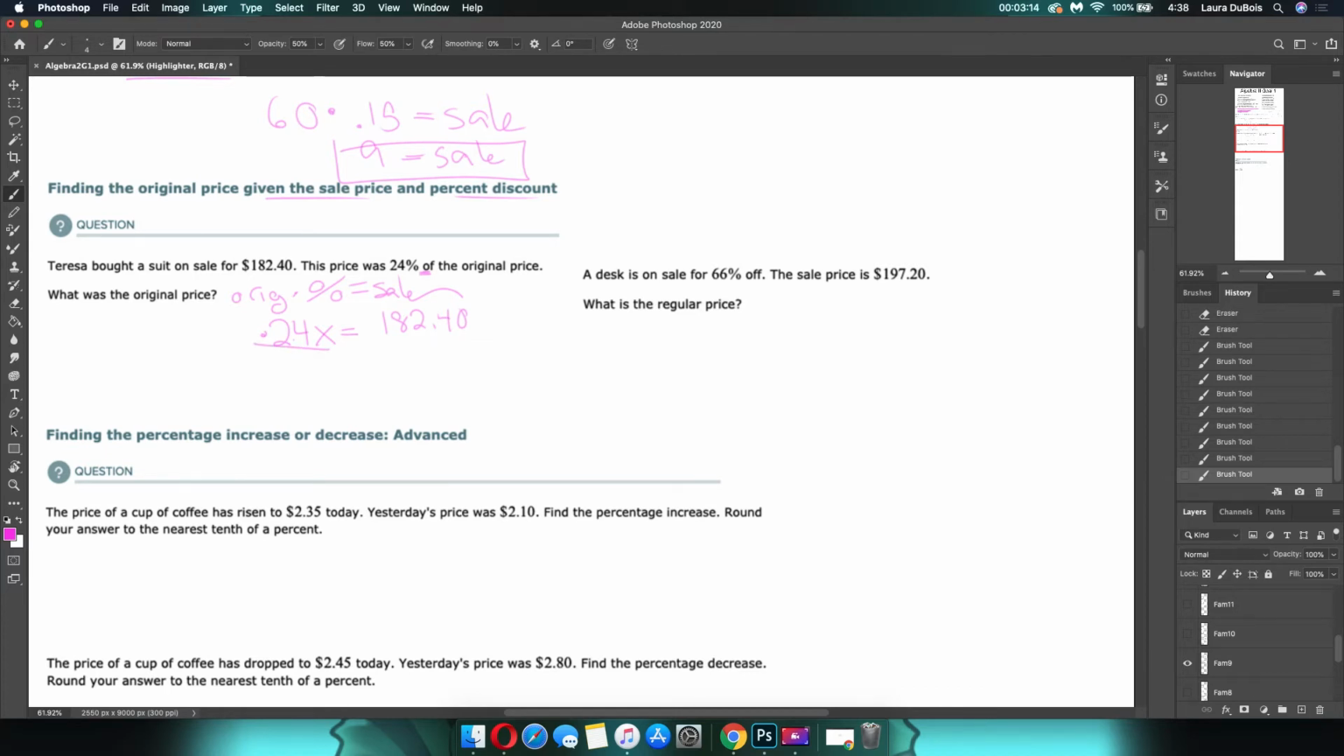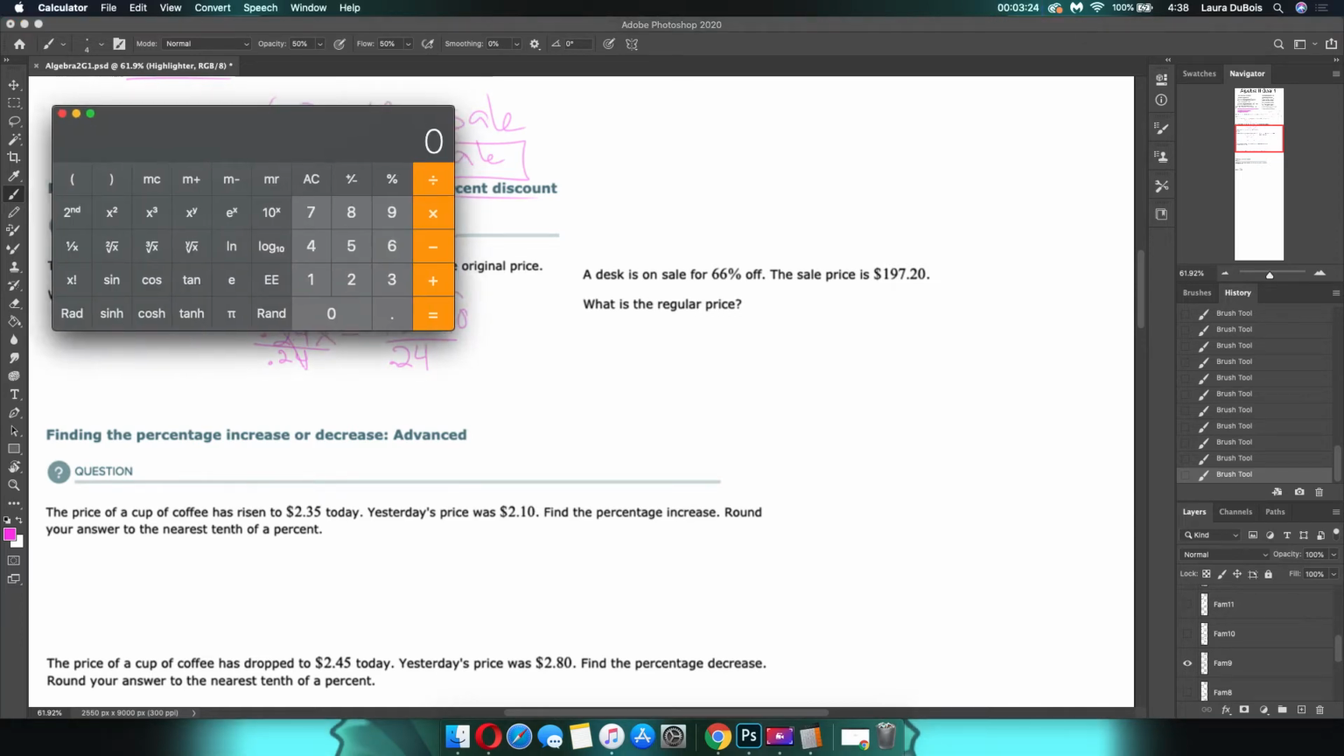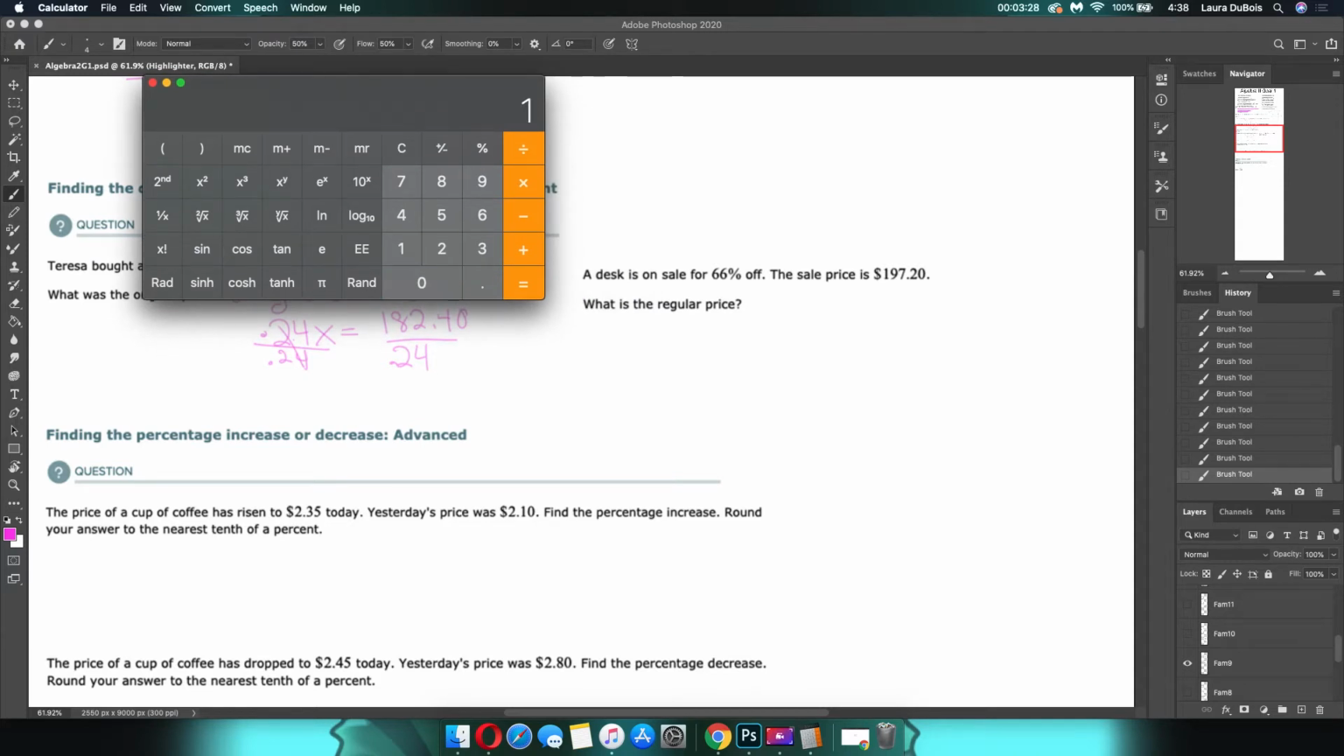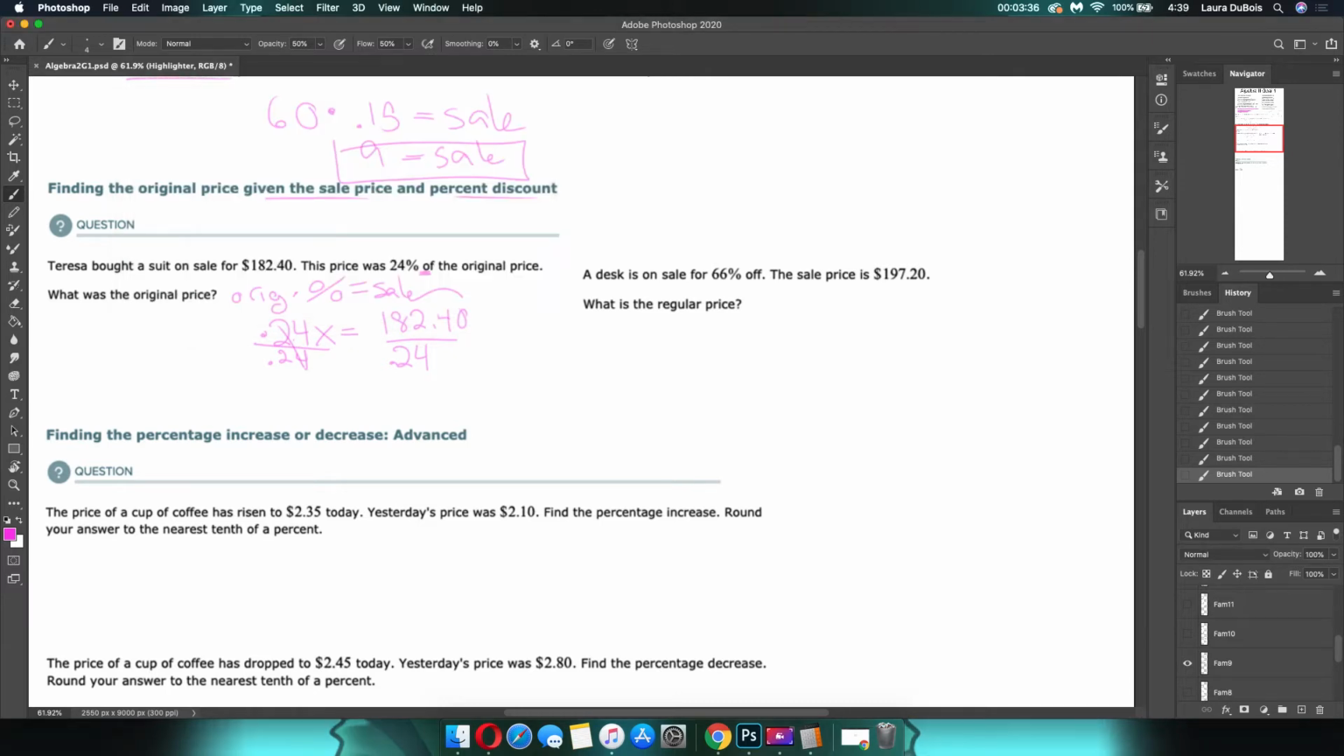Now, good Lord, I am good with my mental math, but decimals are my weakness, and this is where we are going to have to cave and pull out a calculator. All right, calculator, the horror, they're making me use this. So it's going to be 182.40 divided by 0.24 equals 760. So x equals $760 is our original price.